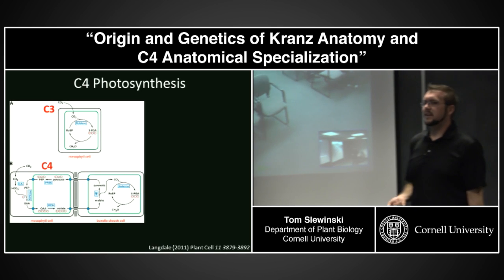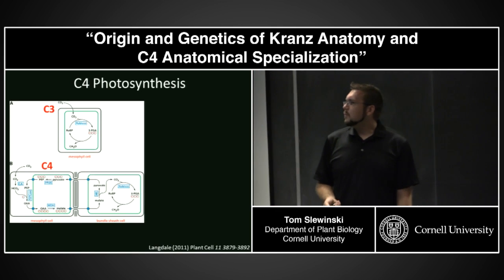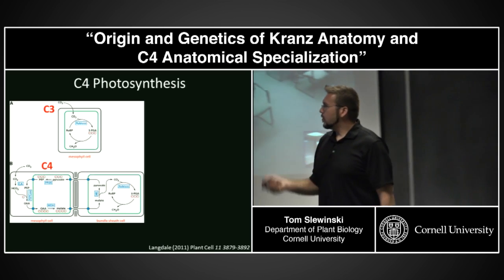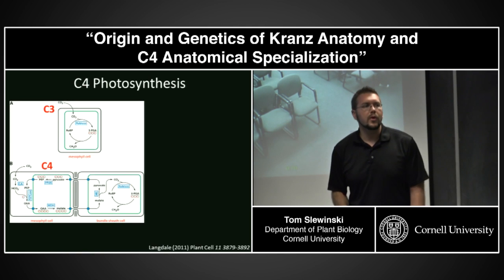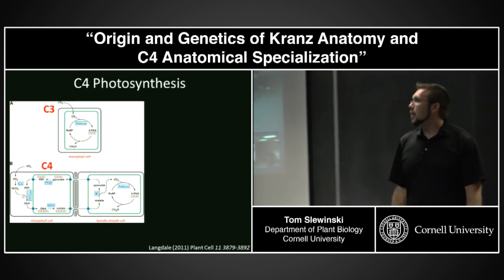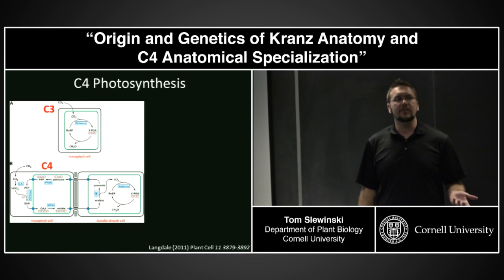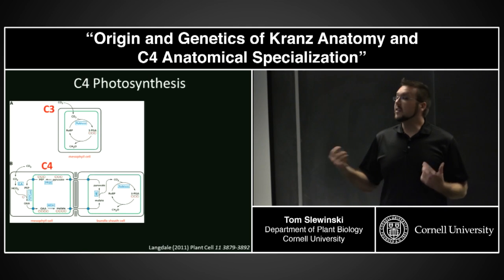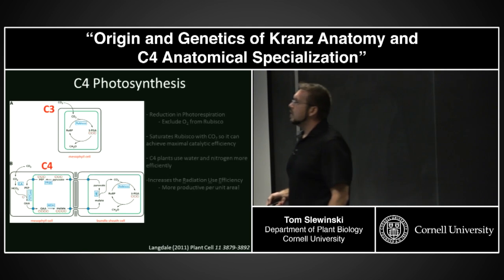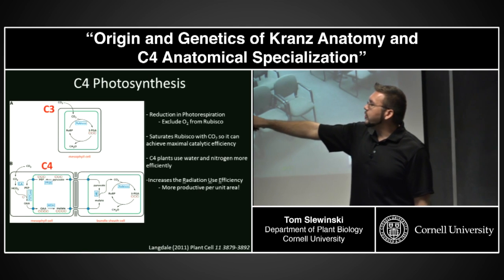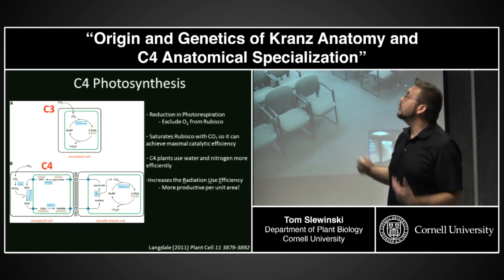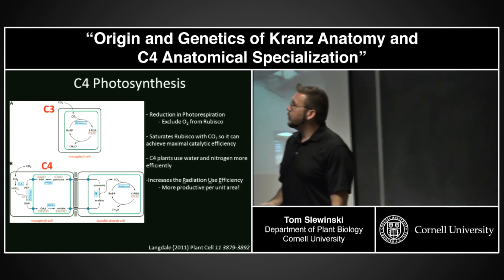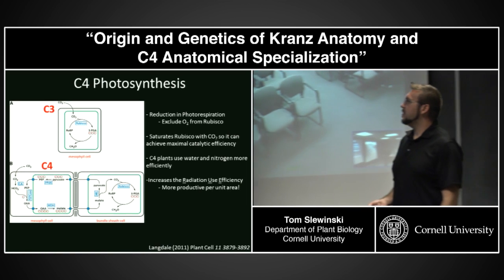Now this takes about 30 ATP. It's actually more costly. Well, you say, why would you want to do something more costly? Nature doesn't like to do that. But the problem is rubisco can also use oxygen as a substrate. And when it uses oxygen, it makes 2-phosphoglycolate, which is toxic to the cell and takes a lot of energy to reclaim. So sequestering rubisco into this cell type and concentrating the CO2 reduces photorespiration, excludes oxygen from rubisco, and saturates rubisco with CO2 to achieve maximum catalytic efficiency.